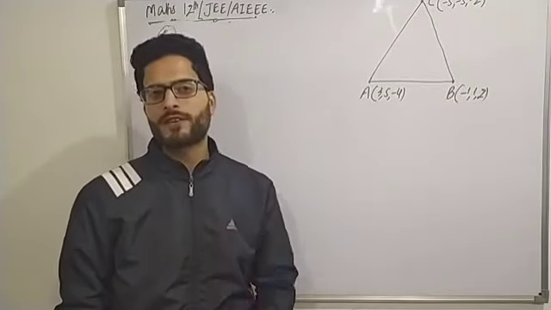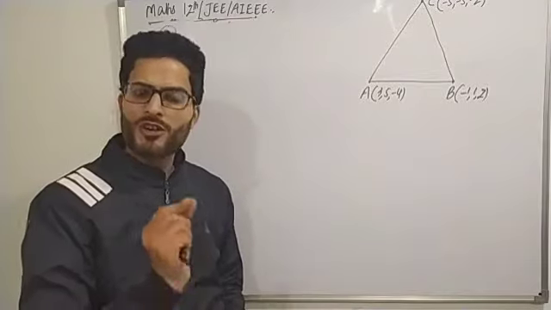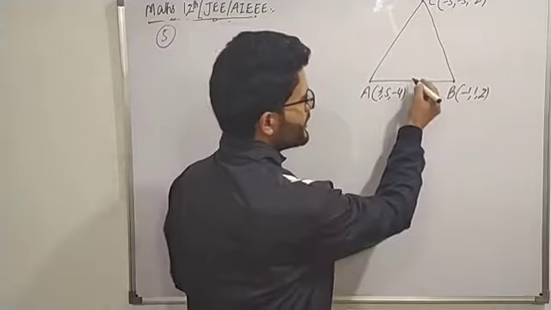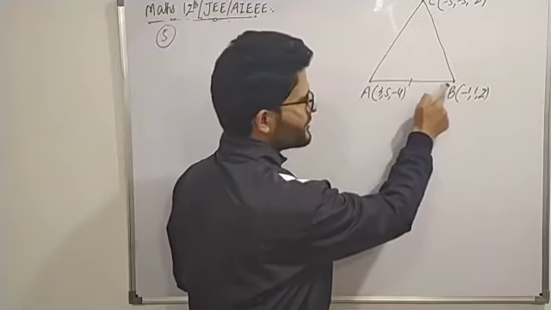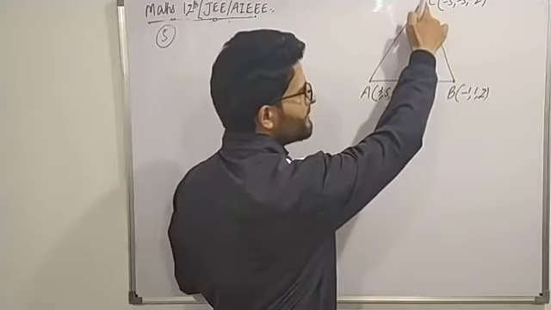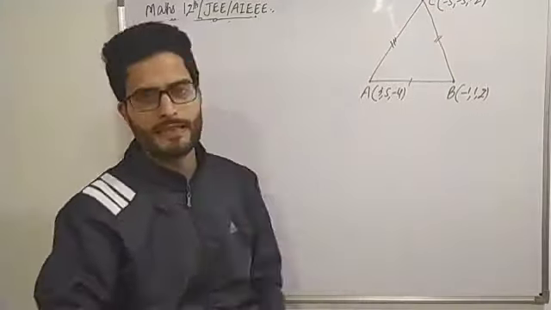With the coordinates of its 3 given vertices, we need to calculate the direction ratios and direction cosines of its 3 sides. We need to calculate the direction ratios and direction cosines of AB. We need to calculate the direction ratios and direction cosines of BC. We need to calculate the direction ratios and direction cosines of AC.